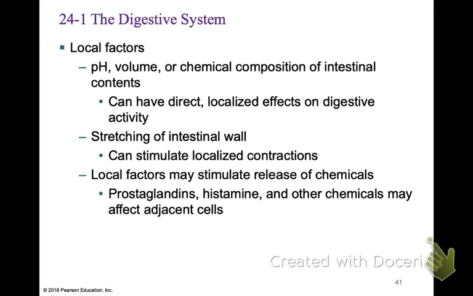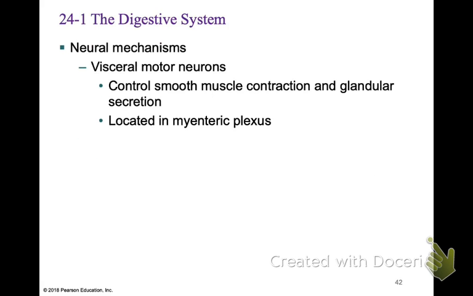And then local factors include things like prostaglandins and even histamine. Histamine is used in inflammation, and here it is in the digestive tract where it's going to cause an increase in blood flow and other chemicals, way more than we have time to cover. I keep finding new ones anyway.